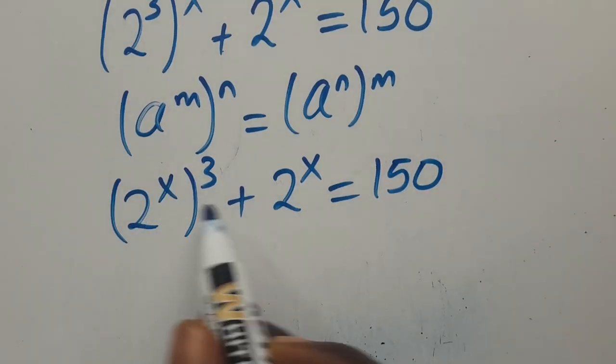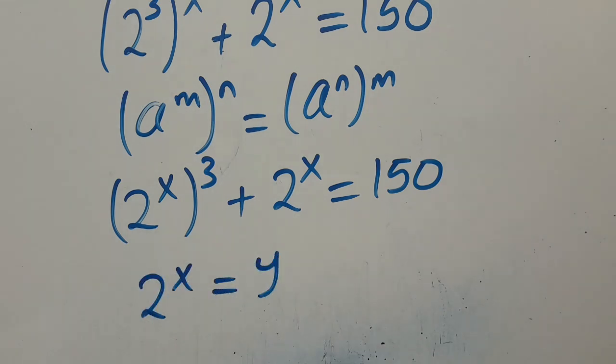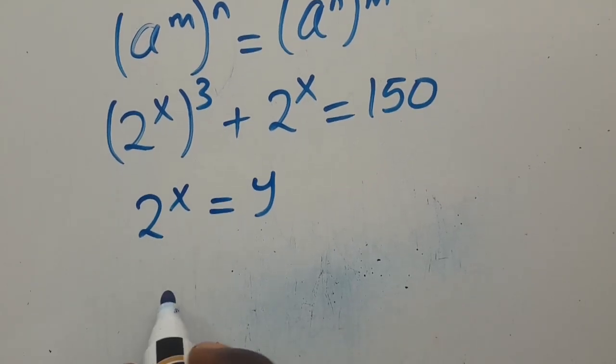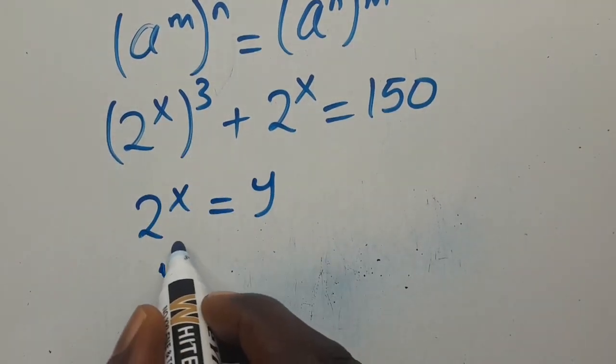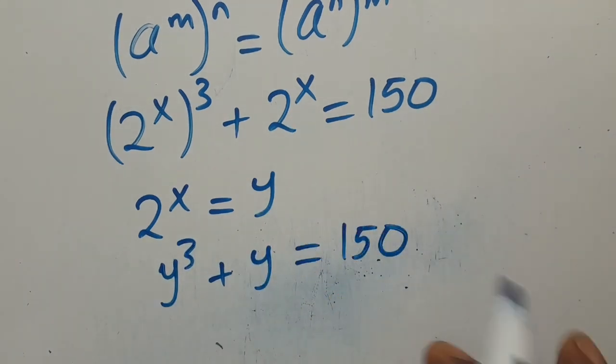So far we have 2 to the power of x in common. Let's have it to be y, that is 2 to the power of x equals y. Then from here we have y to the power of 3 plus y equals 150.